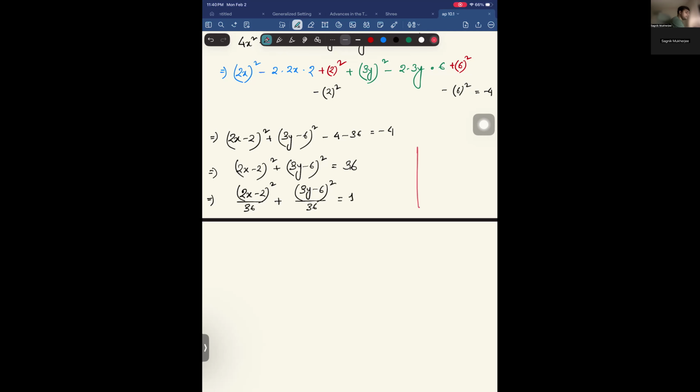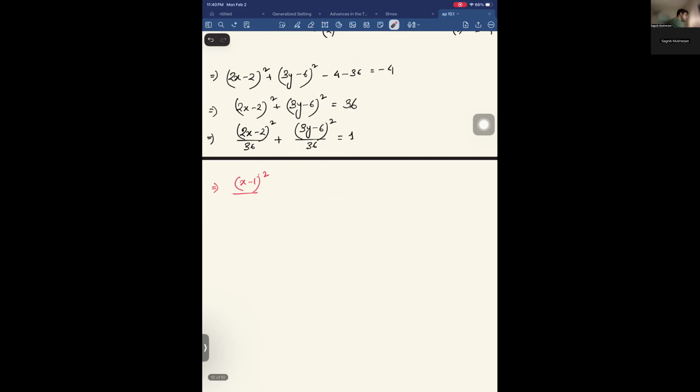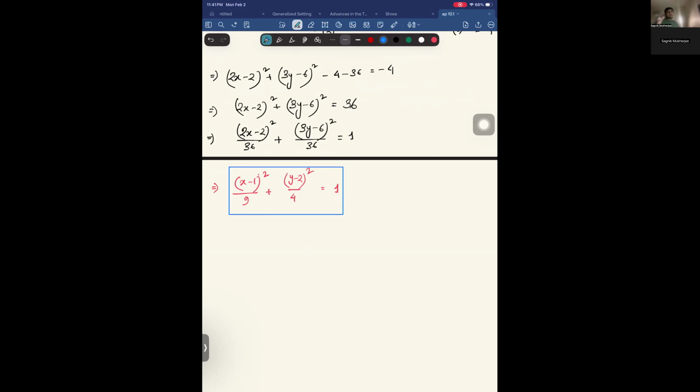Remember the equation. So that means (x minus 1) whole squared over, okay, I'm pulling out the 2 and I'm pulling out a 3. So what I get is 9 plus 4 equals 1. So the equation is actually this. Why did I do all this? So that the equation now looks like an equation of an ellipse.